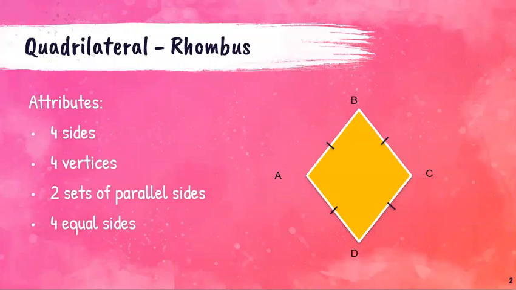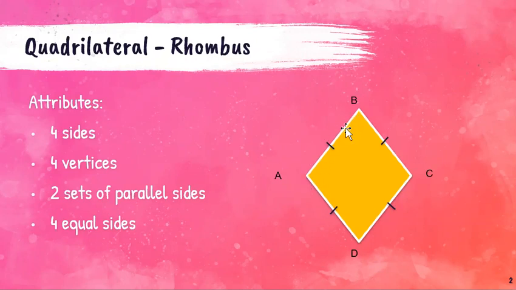So the attributes of a rhombus. A rhombus is a quadrilateral, so it has four sides. And it also has four vertices. Remember, that's the corners, the points where the sides meet. It has two sets of parallel sides. So we're not talking about just two parallel sides. We're talking about the sets, meaning two pairs of parallel lines.